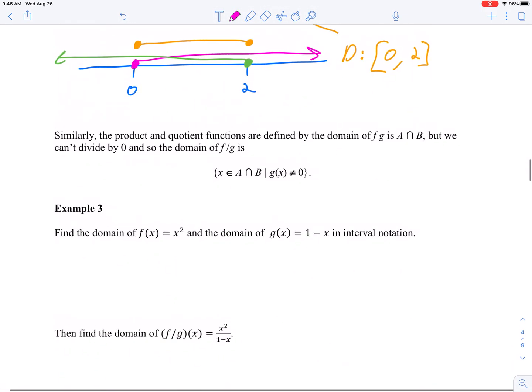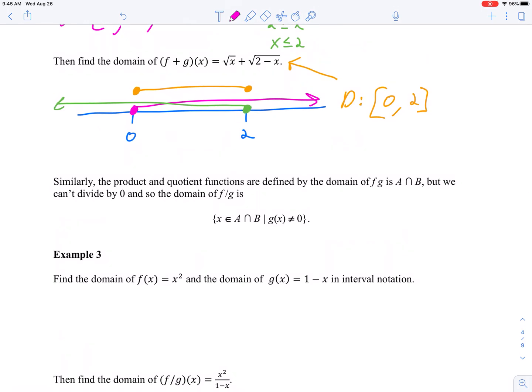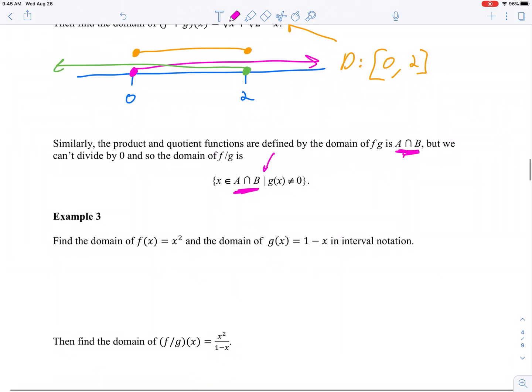All right. Similarly, the product and quotient functions are defined as follows. The domain of f times g is A intersect B. Okay? So again, the overlap. But we can't divide by 0. So the domain of f divided by g is the intersection such that, if you remember your notation, that bar means such that, g of x cannot be 0. In other words, your denominator cannot be 0 because that would be undefined. Okay, so that's important to remember.